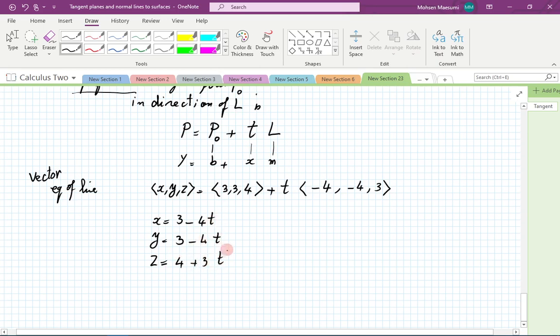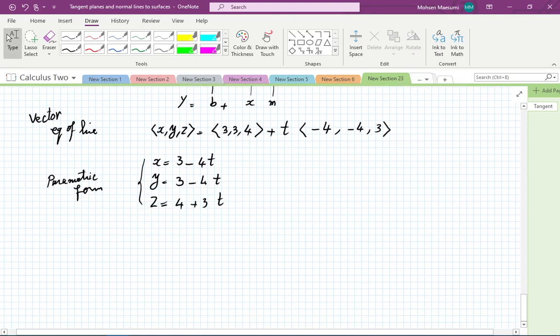So it looks like three of those things you had in your algebra 1, y equals mx plus b. Now we have all of x, y, z, each with some factor of t in it. This style is called the parametric form.